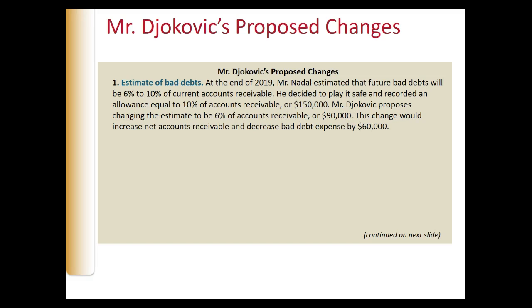He wants to estimate bad debts at the end of 2019. Mr. Nadel estimated that future bad debts will be 6 to 10% of current accounts receivable. He wants to play it safe and records an allowance equal to 10% of accounts receivable, or $150,000. But Djokovic comes in and proposes changes of 6% of accounts receivable, or $90,000, which increases net accounts receivable and decreases bad debt expense by $60,000.